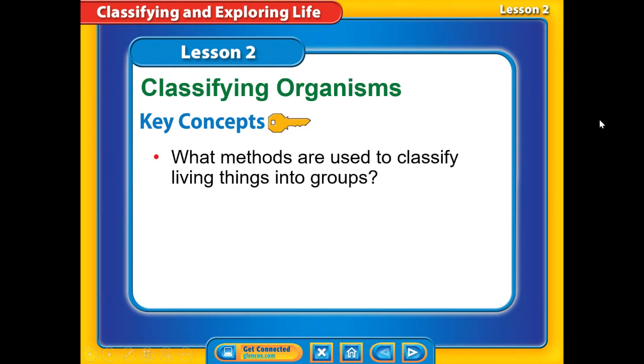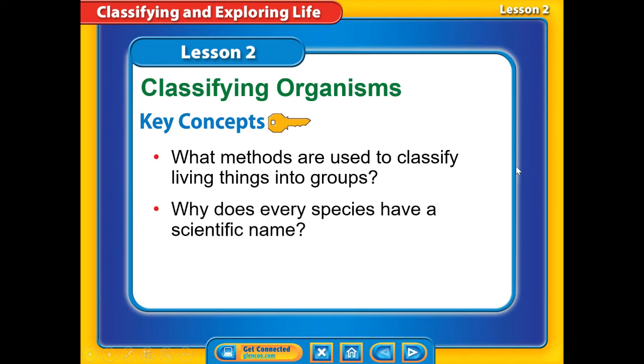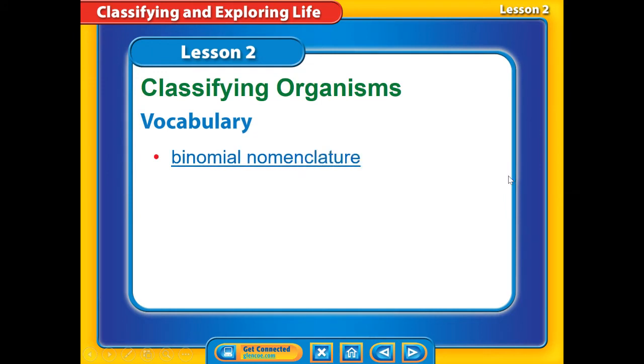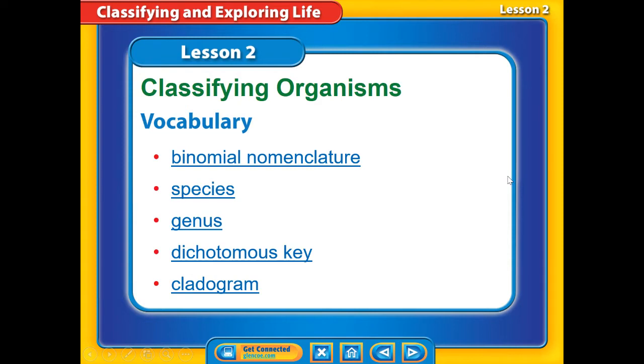So we are looking at classifying organisms in this assignment. So to do that, we're going to go through some vocabulary and some history of these things as we move through the week when we're talking about classification. So we're going to be looking at the methods that are used to classify living things into groups, and we're going to talk a little bit about why every species has a scientific name. Here's a list of the vocabulary for this lesson. Got binomial nomenclature, species, genus, dichotomous key, and cladogram.